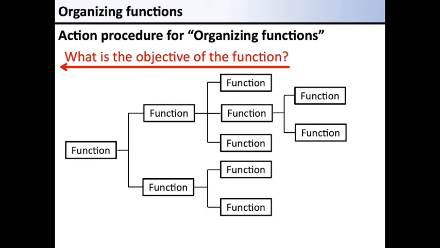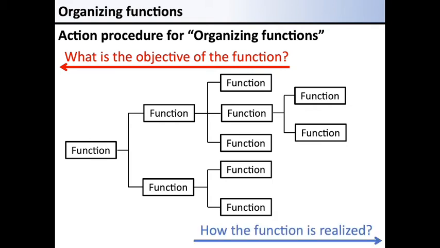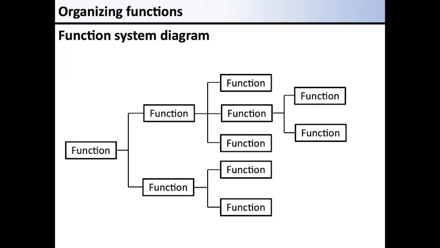A function in a higher level should be the answer to the question, what is the objective of the function? A function in a lower level must be the answer to the question, how is the function realized? The diagram systematized following this procedure is called function system diagram.